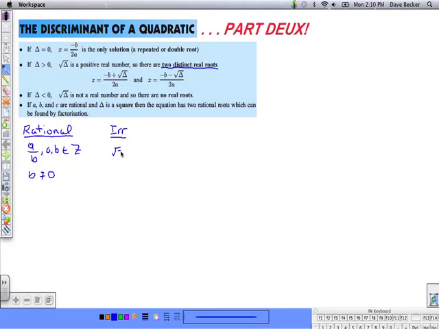What are examples of irrationals? Like square root of 2, pi, the number e. Any square root that is not a perfect square is an irrational number. That's what really comes into play here. So we get two distinct real roots, and we're going to contrast that to down here where we have two rational roots. And distinct is really important. Distinct means different.